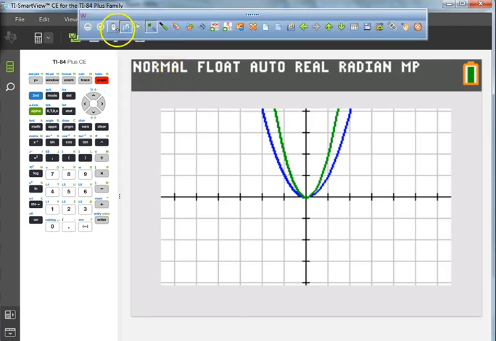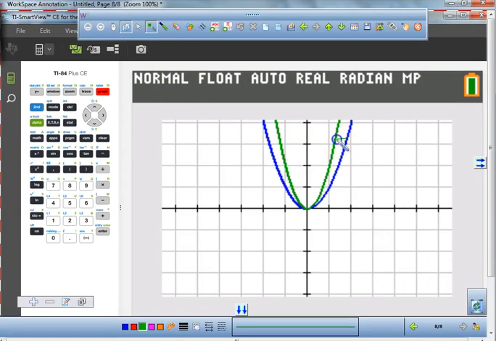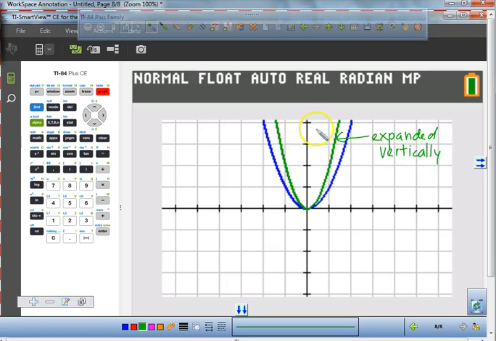I want you to notice that this graph is considered to be expanded vertically. It's expanding vertically because it's getting closer to the y-axis. So anything that's expanded vertically gets closer to the y-axis. We'll put y equals 2x squared. Remember, the 2 represents your A value. If your A value is greater than 1, it's going to expand vertically. That's the first dilation that we're talking about.